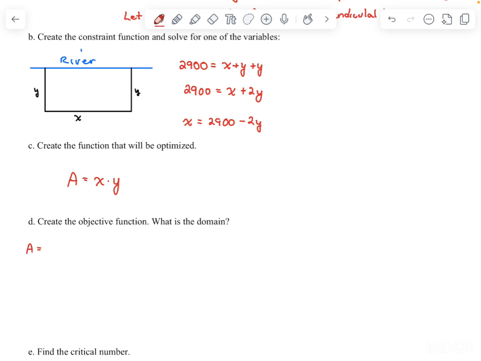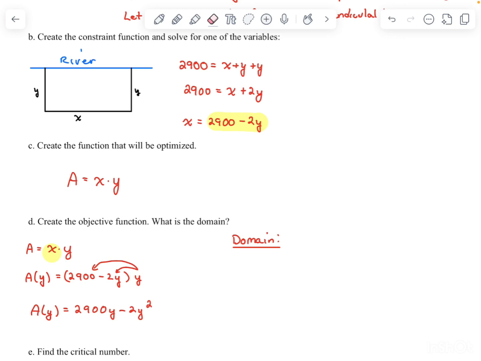Part D, create the objective function and find the domain. We know that A is equal to x times y. I'm going to substitute 2,900 minus 2y in for x and create a function of y. That will look like this. And now I'm going to distribute the y. So the objective function is 2,900y minus 2y squared.